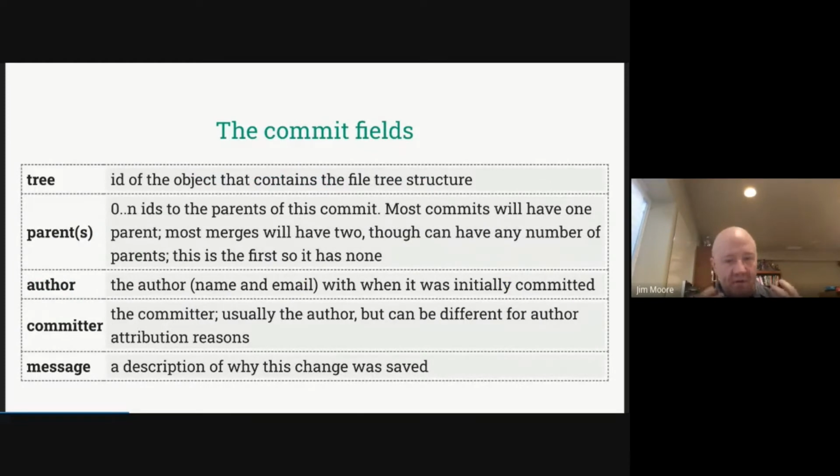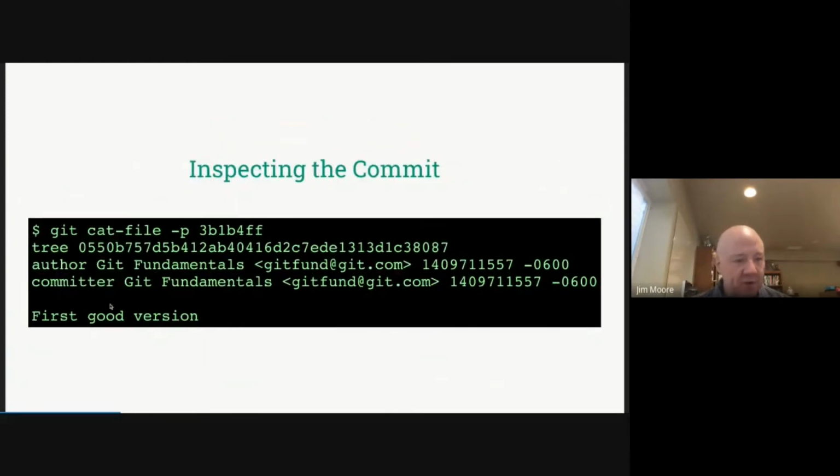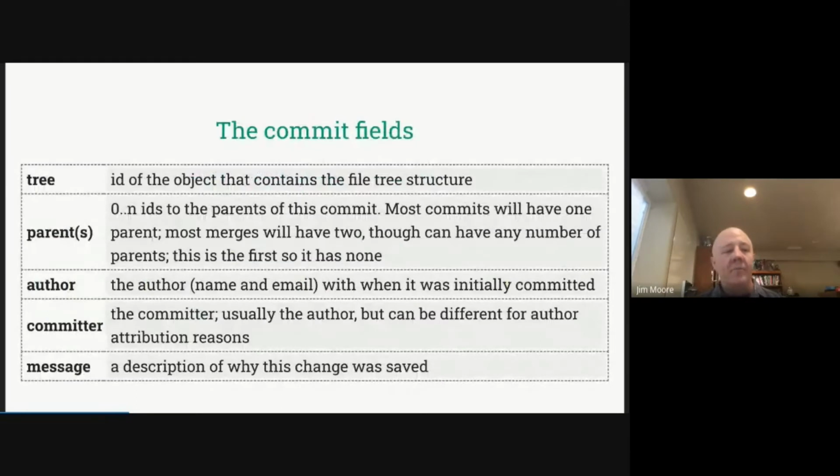So the different fields that you can see in here, tree, author, committer, are the different fields involved with that. You can have 0 to n parents. We'll see a little bit of that later. In this case, we have 0 because it's the root, but we'll see more parents later.